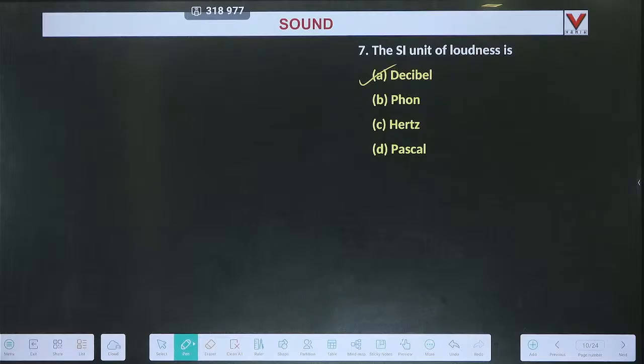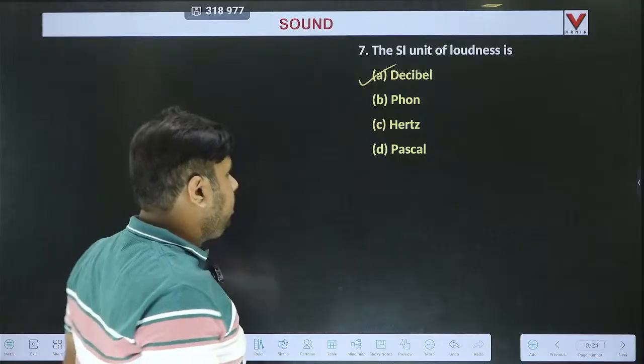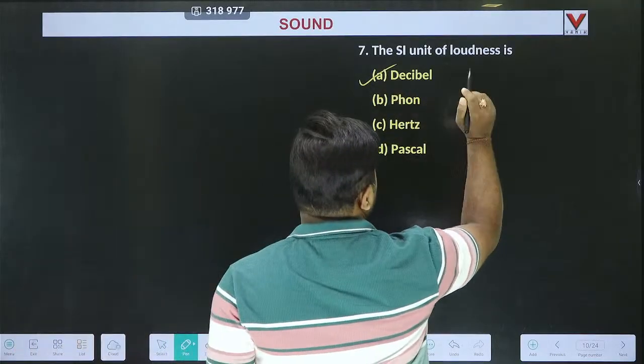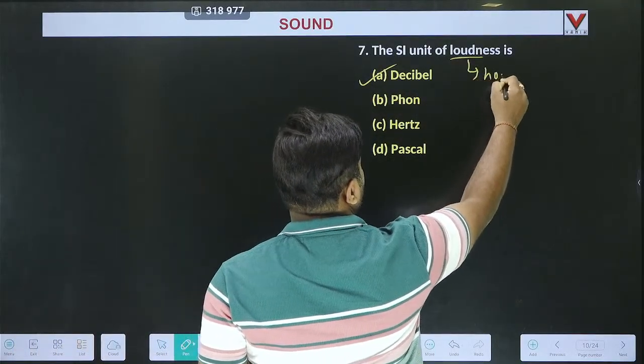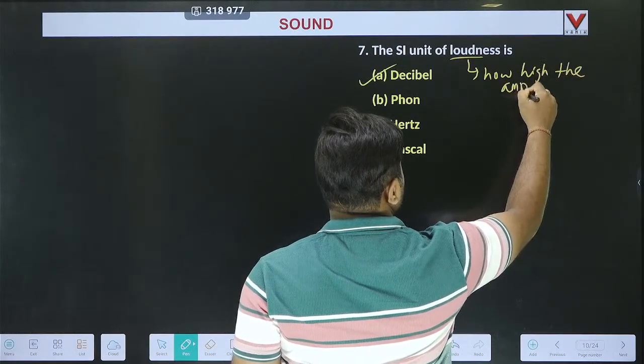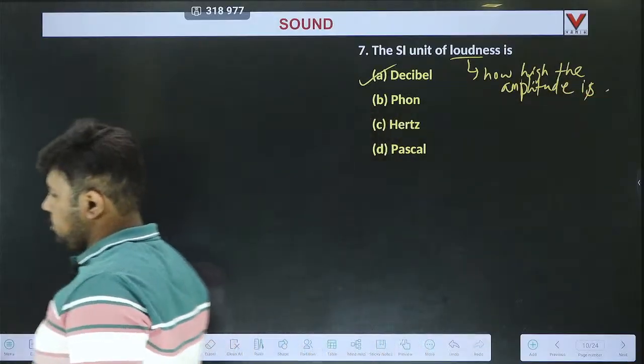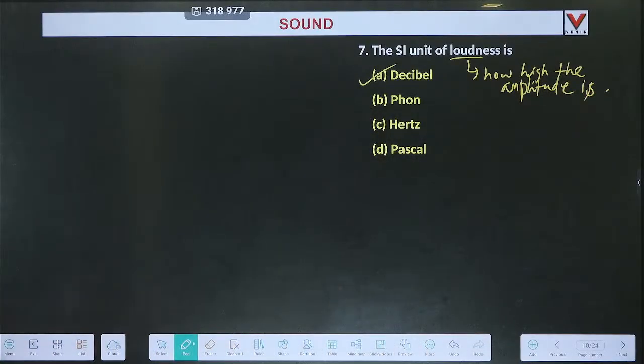So loudness of a sound means what? What is the meaning of loudness of a sound? Loudness of a sound means the vibration, how high it can vibrate, how high the frequency and amplitude go. Loudness means how high the amplitude is. That is called loudness of a sound.